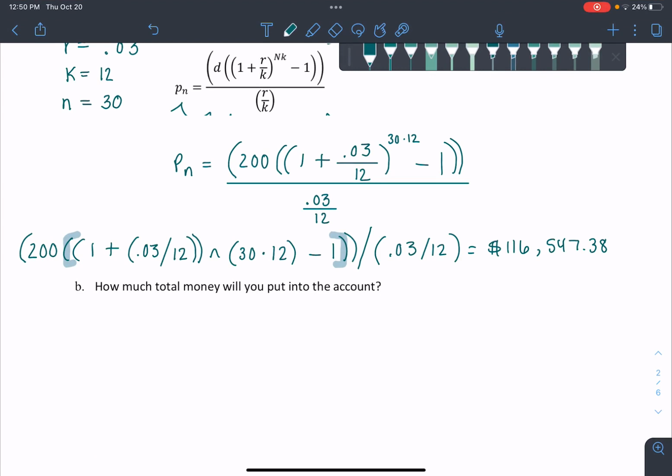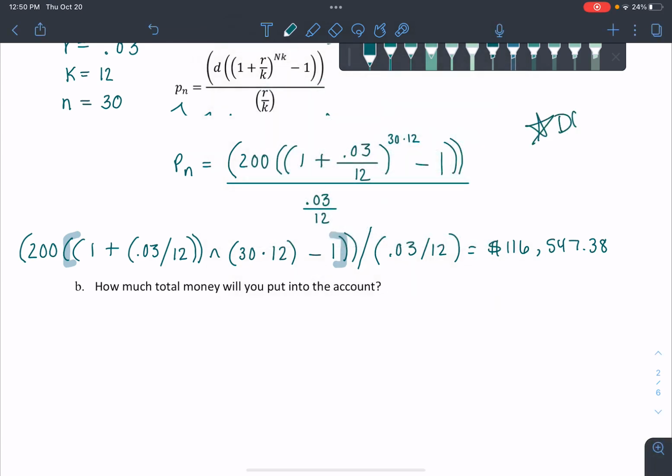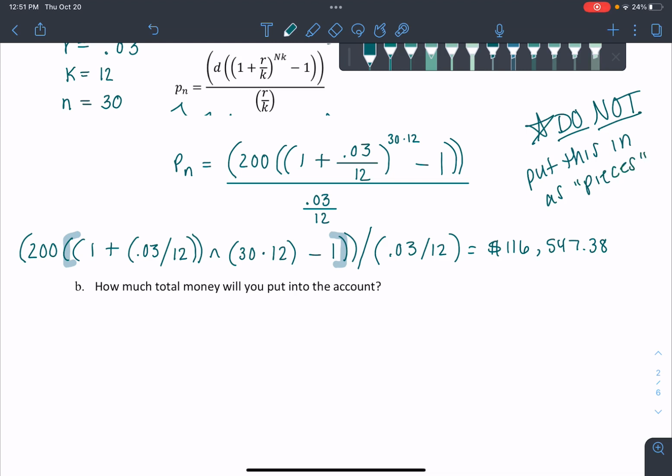And do not, I'm going to put this in the notes, do not in any way, shape, or form put this in as pieces. What I mean by that, do not put in just the first bit, then do the next bit, then do the next bit. Put it in just like this. Well, you get the point. That was the answer, but just like this, okay?